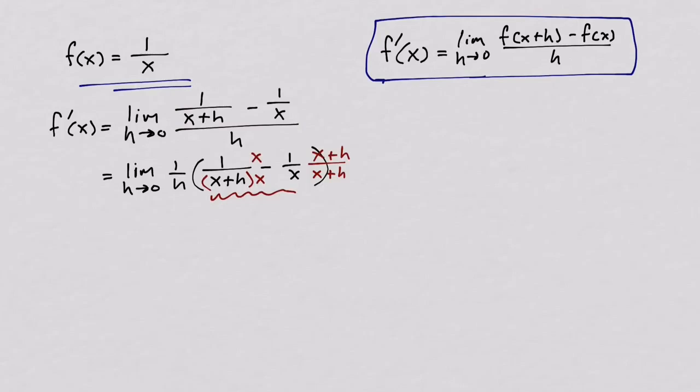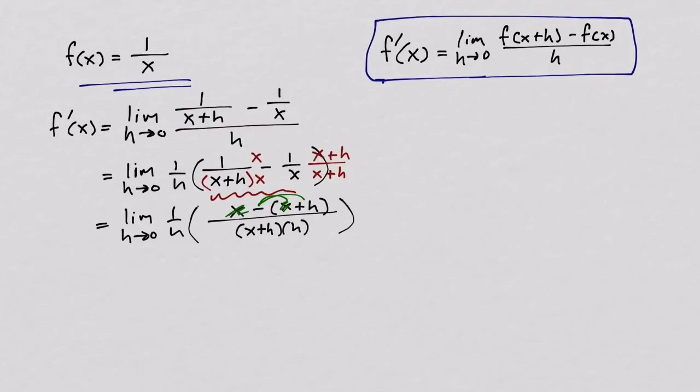So doing that, I get the limit as h goes to 0 of 1 over h, and then writing that common denominator, x plus h times x. The numerator becomes x minus x plus h. But of course that minus sign distributes, and so positive x here and negative x there cancel out. And I can simplify my expression in the next line.